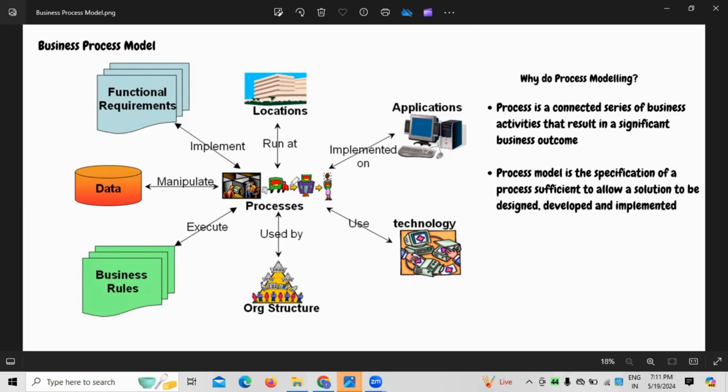This is for billing, right? So this is the process for billing I'm talking about. Like this, there are many processes. If you take a retail outlet, billing is one process, point number one. Second, inventory, that is a separate process.